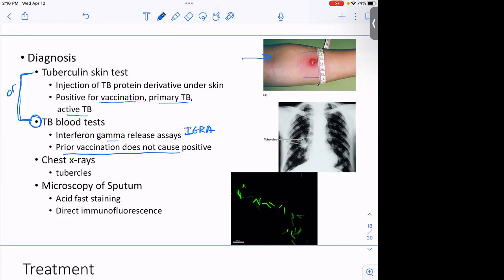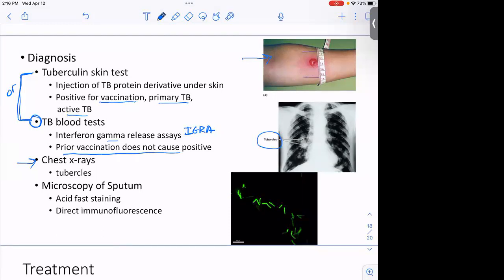So if either one of those first two steps are positive, typically next, just to kind of rule out TB, they'll do a chest x-ray. If a patient has the tubercles for primary TB, then they're usually a little bit lower in the thoracic cavity. For reactivated or secondary TB, they're usually a little bit higher. So they can kind of look at the position and know. And of course, if there's no tubercles, then you can rule out that the patient has primary or secondary TB.